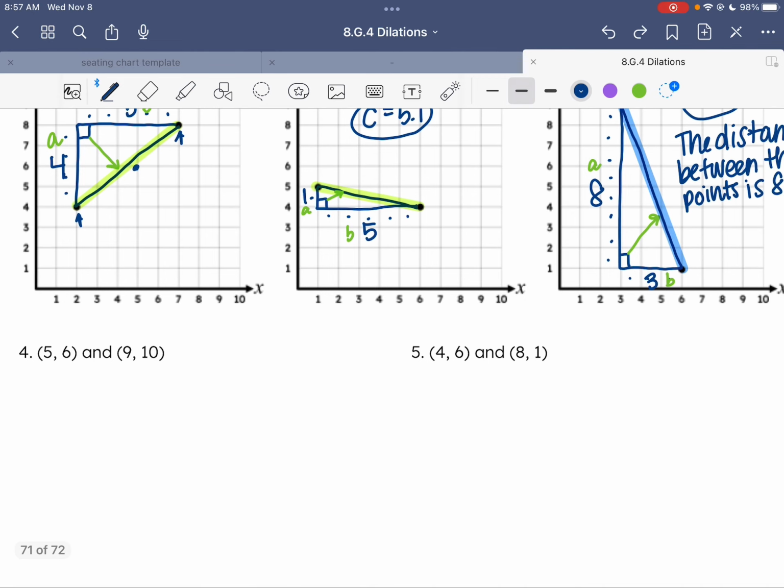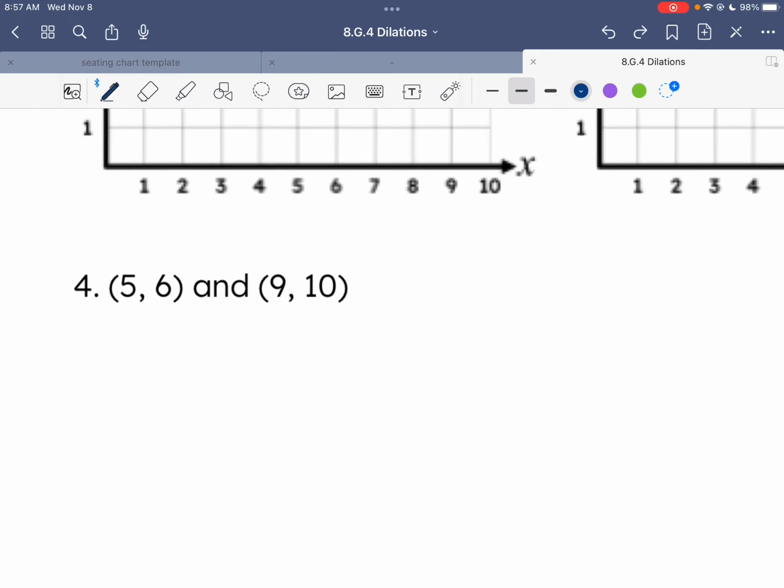On number 4 and 5, we're going to find the distance between the 2 points. We just don't have a graph. So to do that, we're going to find the change in the x-coordinates. And so change just means how many numbers it takes to go from one x-coordinate to the other x-coordinate. So to go from 5 to 9, we are moving 4 units.